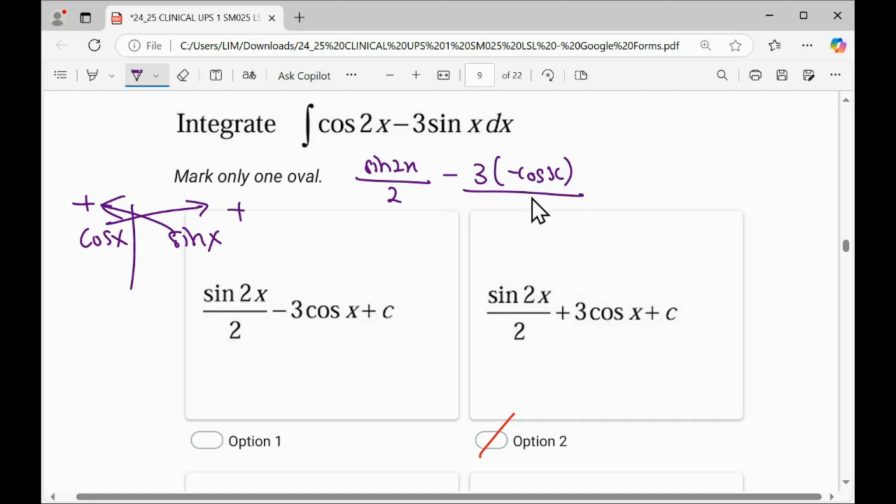And its angle is 1 plus c. So therefore we have sine 2x plus 3 cos x.